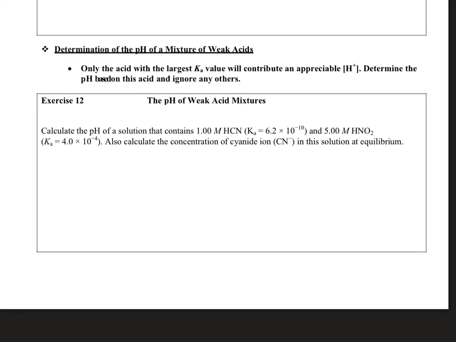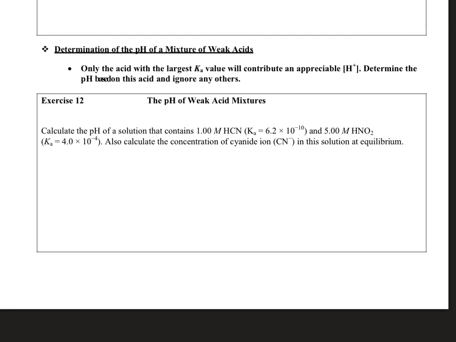All right, let's look at a different type of question. In this question, it says determination of pH when there's a mixture of weak acids. This is really important because in this scenario, only the acid with the largest Ka value is going to contribute appreciably to the hydrogen concentration. That usually means that there's a big enough difference in the Ka values. You know that the amount of hydrogen ions that we get from the weaker acid is not going to be a whole lot, so it's not going to make the pH change drastically. So determine the pH based on this acid and ignore any others usually. That's what you would do.